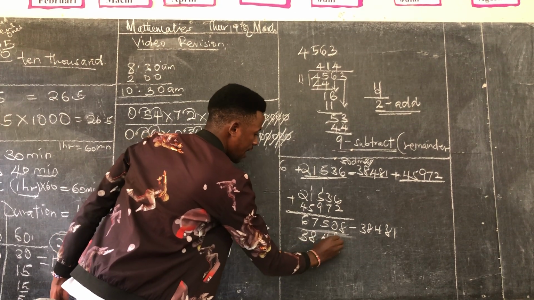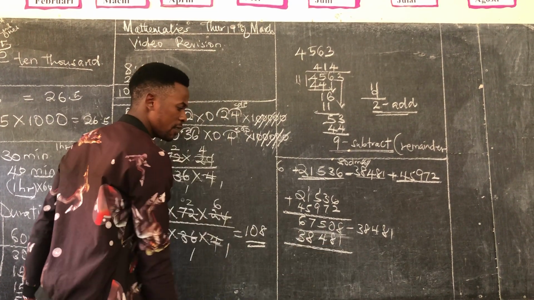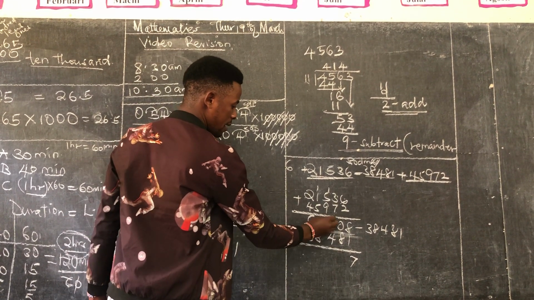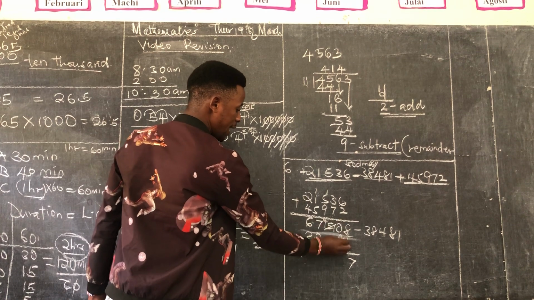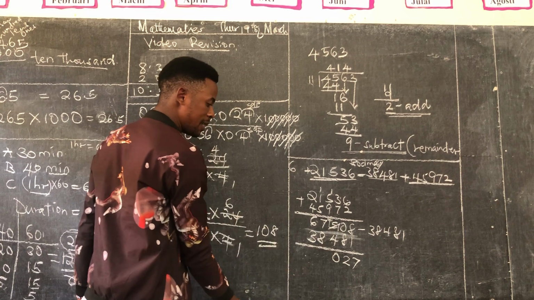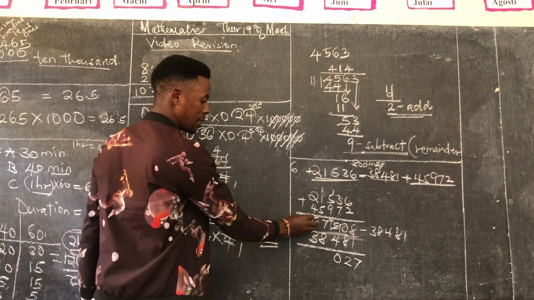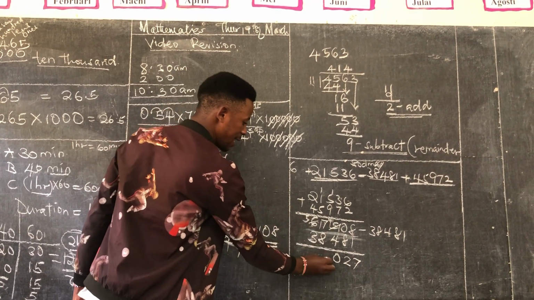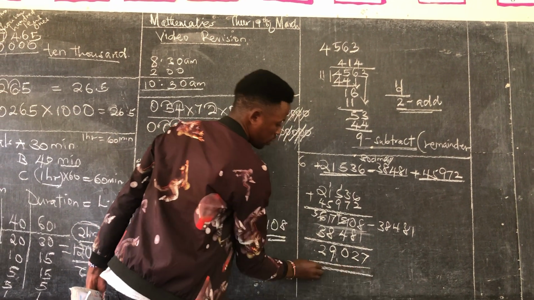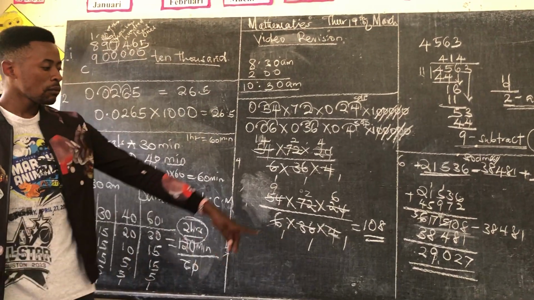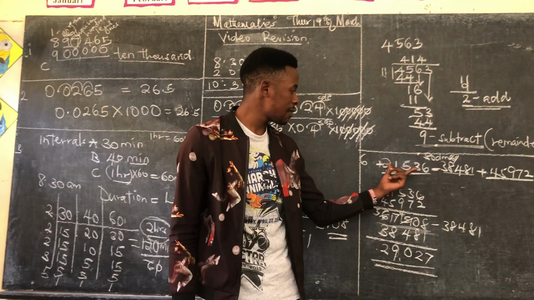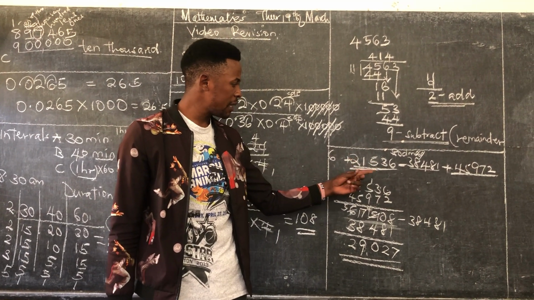So let's subtract that one, 38,481. 8 minus 1, that is 7. 0 minus 8, impossible, so borrow 1 from 5 gives you 4. This is 10 minus 8, that is 2. 4 minus 4, 0. 7 minus 8, impossible, borrow 1 from 6 gives you 5. 17 minus 8, that's 9. 5 minus 3, that is 2. So the answer was 29,072.